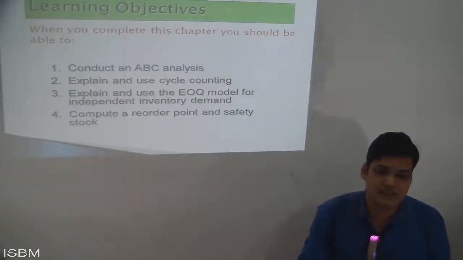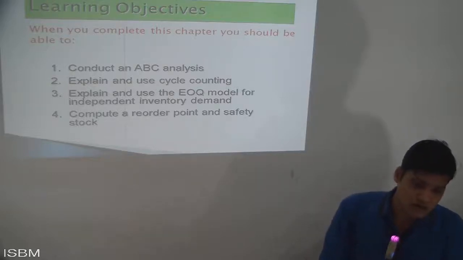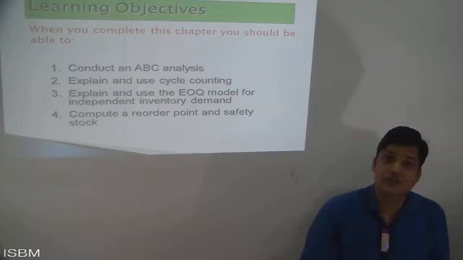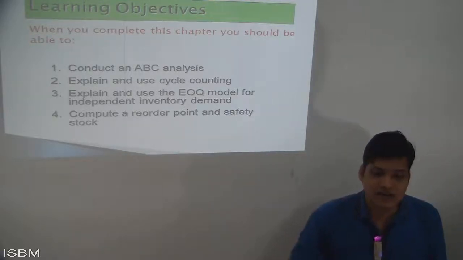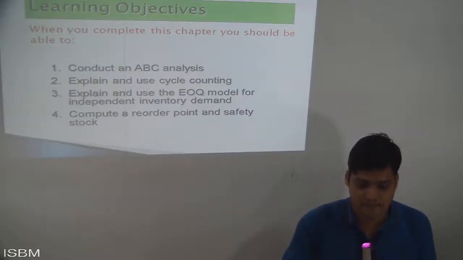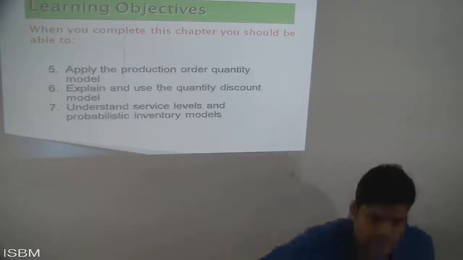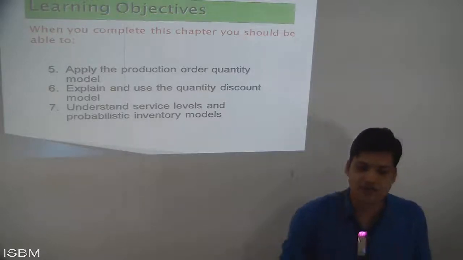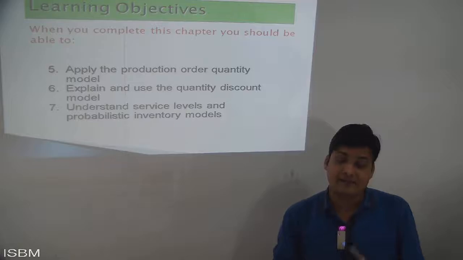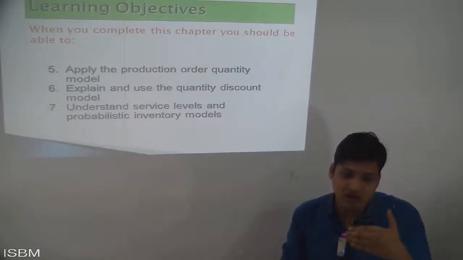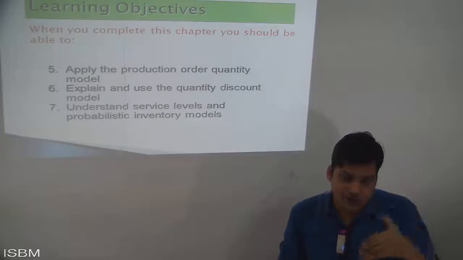Then the learning objectives. When you complete this chapter, you should learn how to conduct ABC analysis, explain the use of cycle counting, explain the use of the EOQ model for independent inventory demand, and compute a reorder point. We'll also check the reorder point and safety stock. We will apply the production order quantity model. You can easily explain the use of the quantity discount model, understand service levels and probabilistic inventory models. These things we are going to learn after completing this chapter. Hopefully you will learn these things.